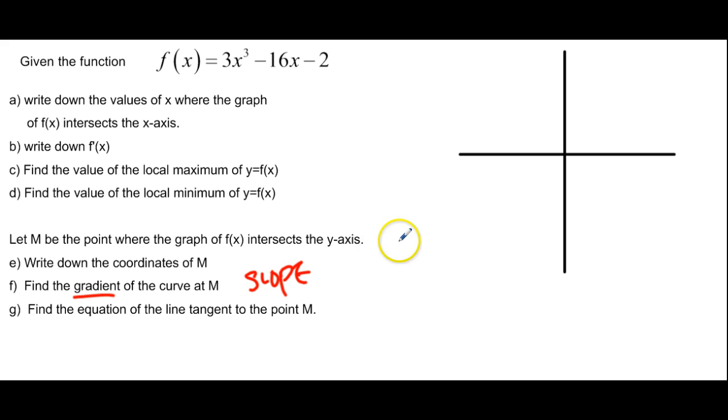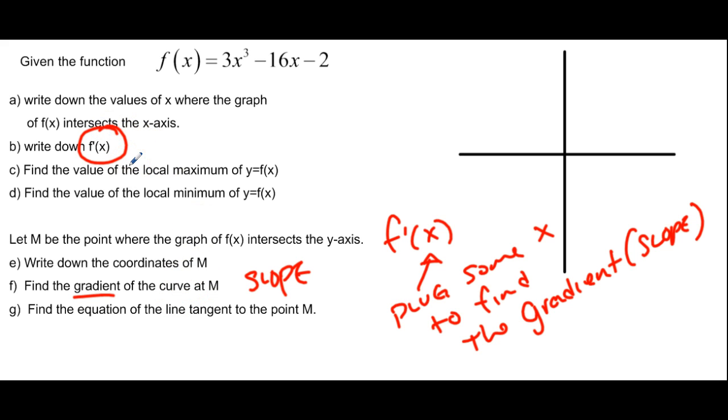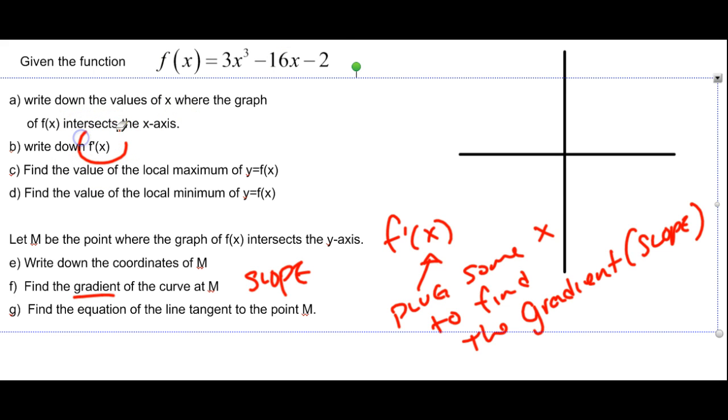So here, when we find this, we're going to plug in some x to find the gradient, or slope, as you all know. Alright? So that's how we find it. Don't get confused. You're like, oh, how am I supposed to find that? Look to the derivative. The derivative is going to give you the slope. All right, plug in that x value into the derivative. Simple as that.